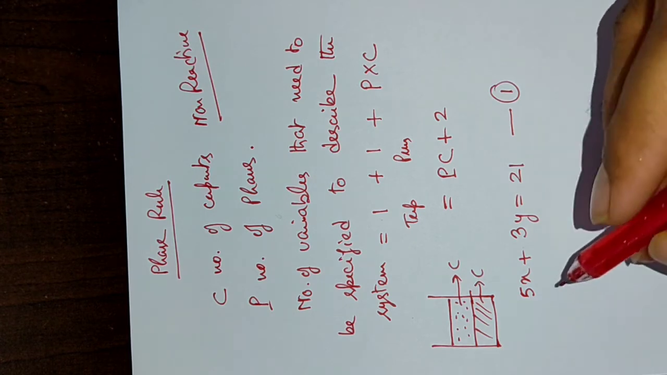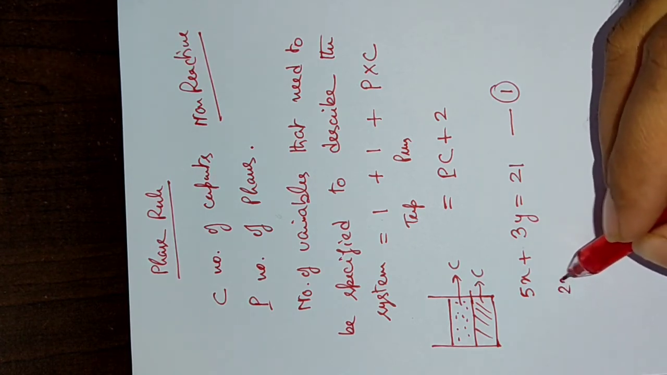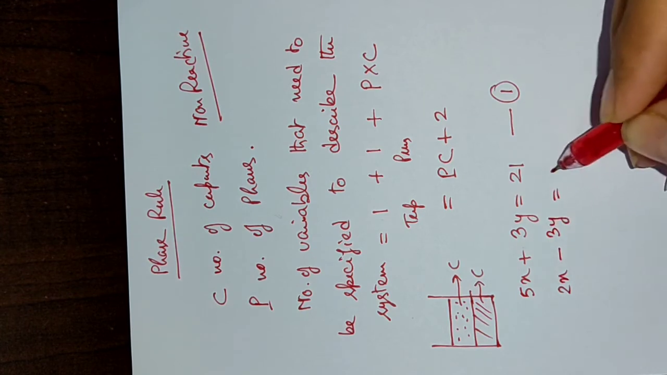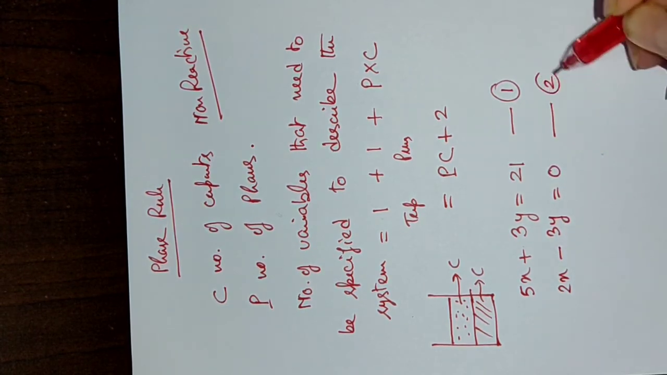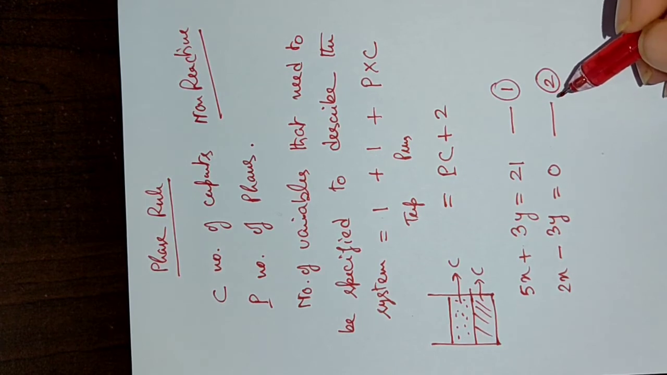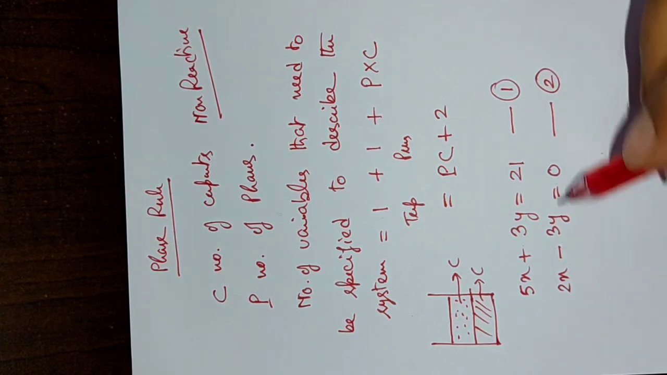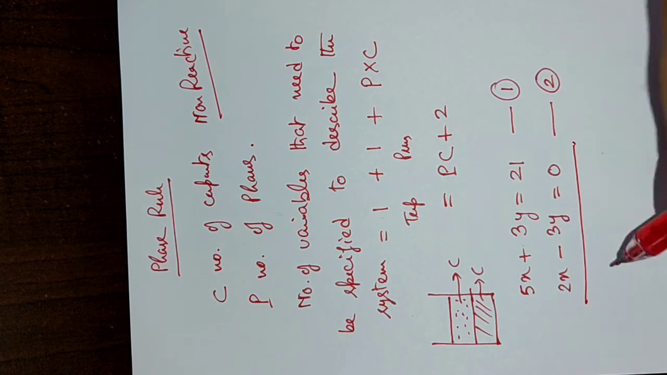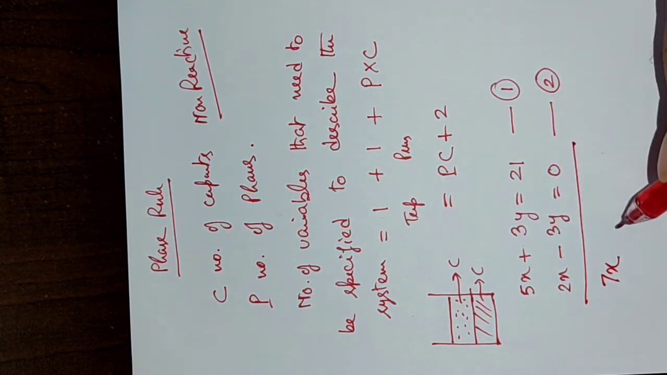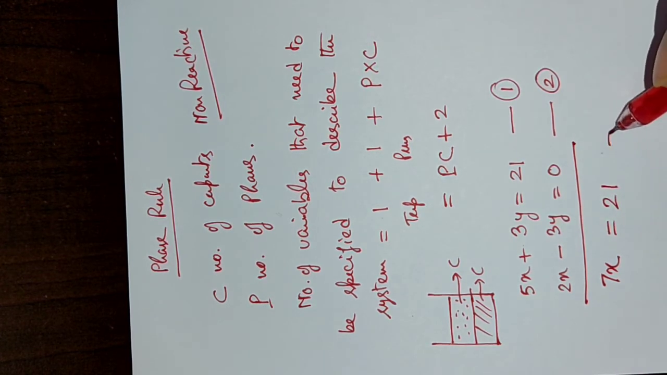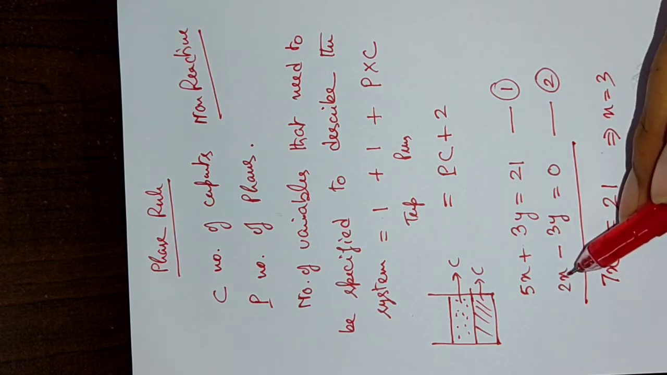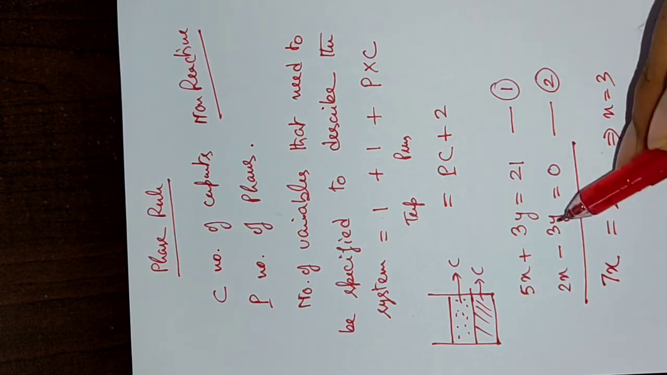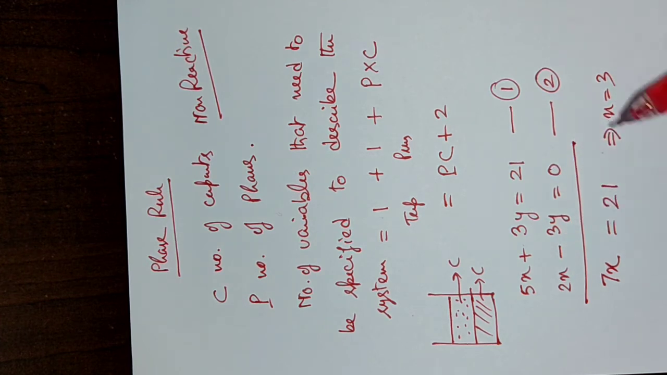Now if I give you another equation like 2x minus 3y equals to 0. Now if we add these two equations, then we will get 5x plus 2x equals to 7x, and these two will cancel out. So it will be 21. It will give us x equals to 3. Now if we put x equals to 3 here, then it will be 6. We take it to the right hand side, so 3y will be 6, so y will be 2. Then we will be able to solve it.